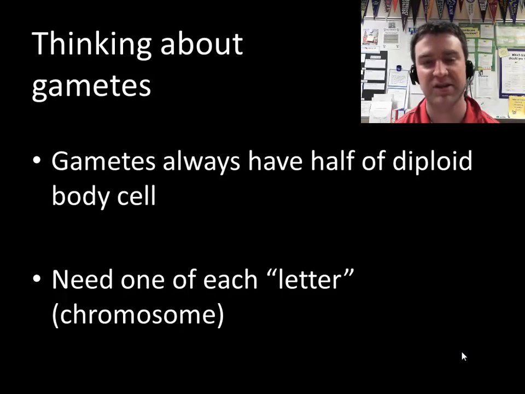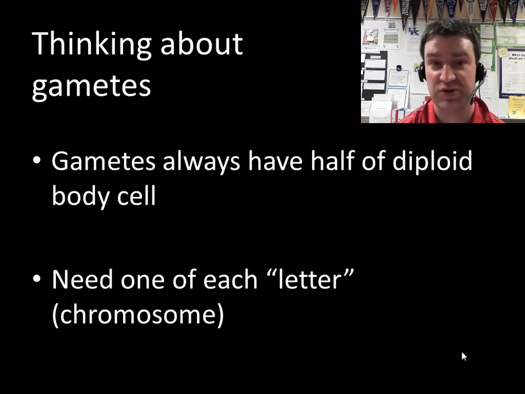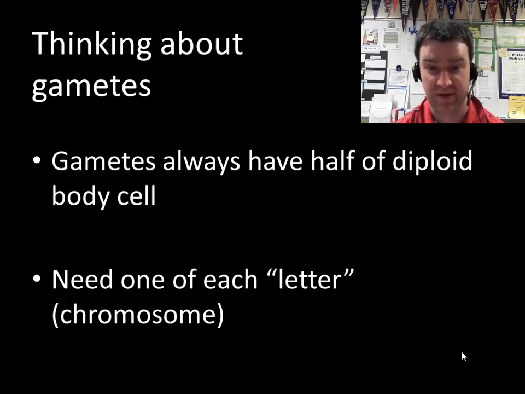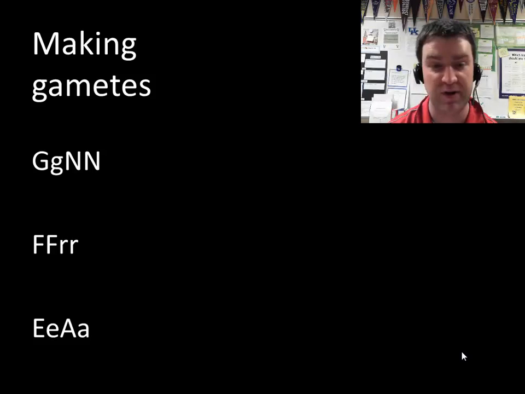Okay, remember, to do two-trait Punnett square problems, you think about the gametes first. The two rules I think of is that the gametes always need to have half of what you start with, and they need one of each letter, or sort of one of each chromosome. So let's practice that skill first. If I had a parent whose initial genotype was this, then when making gametes, they need half of what they started with, 2 letters, and they need one of each.